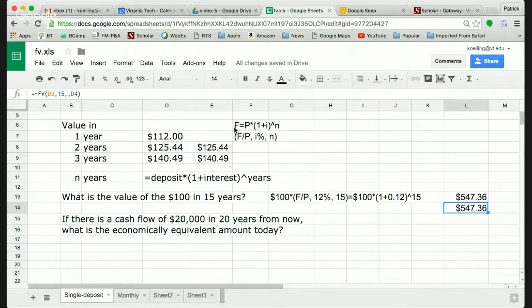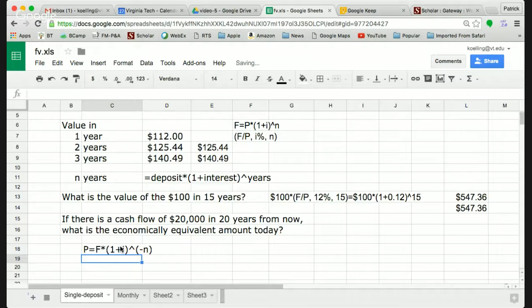So here we have the formula. Notice F equal P times 1 plus I to the n. Well, let's solve for P given F. So we take the 1 plus I to the n, we can divide it over here, and we're left with P on the right. We've got some stuff on the left, and the resulting formula there is P is equal to F times 1 plus I to the negative n, right? Or we could say it's F divided by 1 plus I to the n.